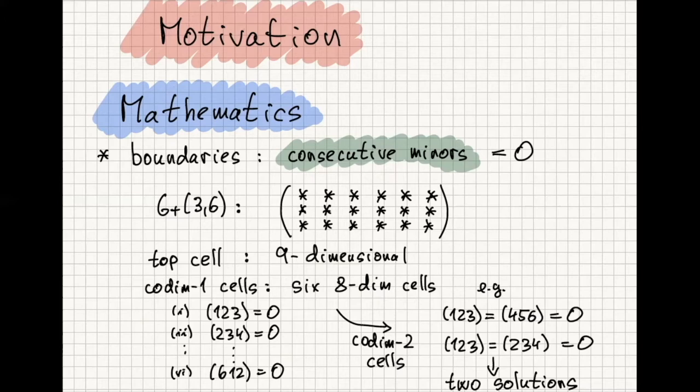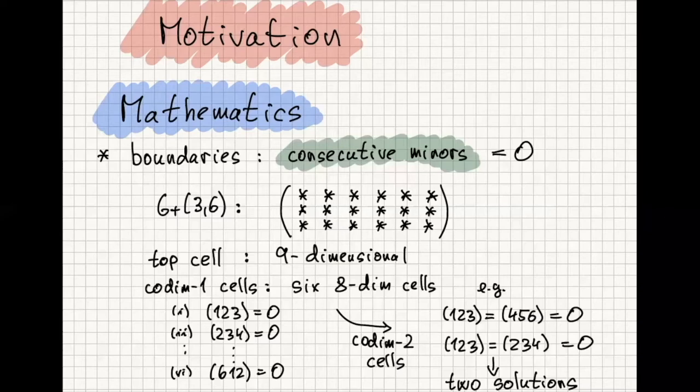Now, the top cell of this positive Grassmannian is 9-dimensional because we have a 3 by 6 matrix, modulo GL3. So we have 18 entries minus 9 for the GL3 fixing. So we get 9 independent entries. So it's 9-dimensional. We call it a top cell when no condition is imposed on any minors. And now we go to a boundary, we impose a condition, we set one of the minors to zero, and we get a lower dimensional cell. So this has 6 8-dimensional cells, and then we can go to 7-dimensional cells when we impose 2 conditions, and then it becomes more interesting for the general case.